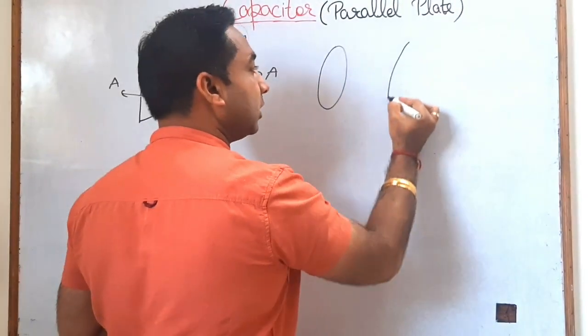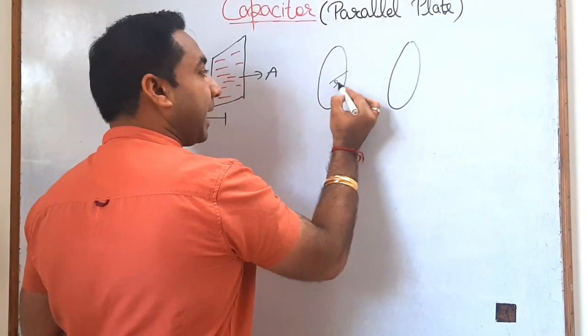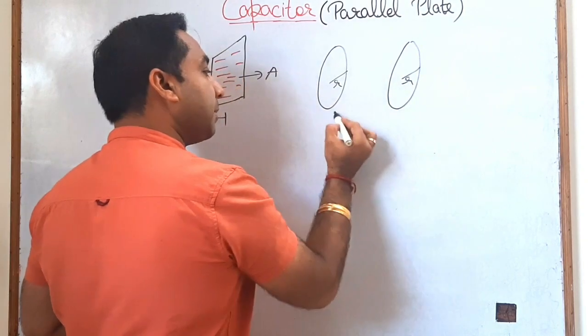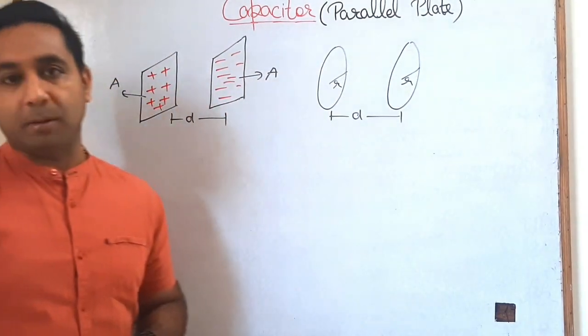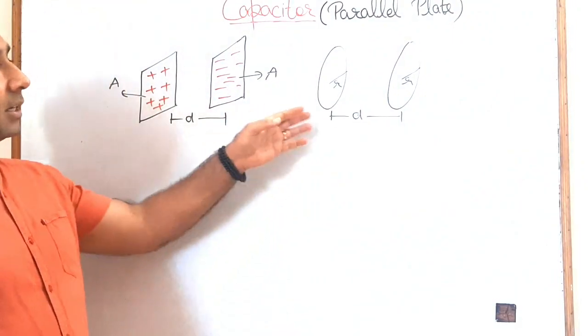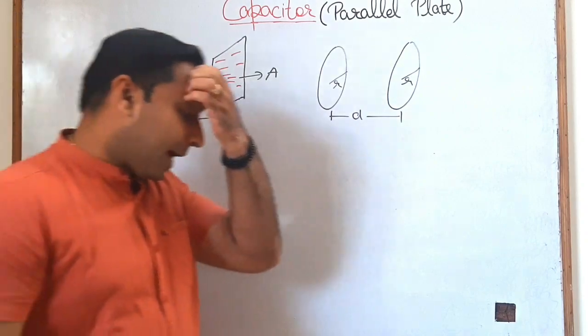This is also the parallel plate capacitor. Again, having the two plates parallel to each other, separated by again the distance d. So this is also the shape of the parallel plate capacitor. Am I clear? Parallel capacitor बोलते हैं इसको. These two are the shapes of the parallel capacitor.